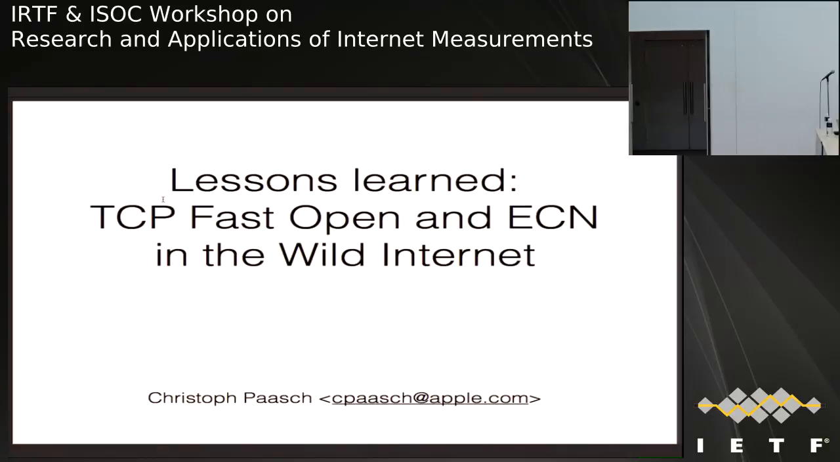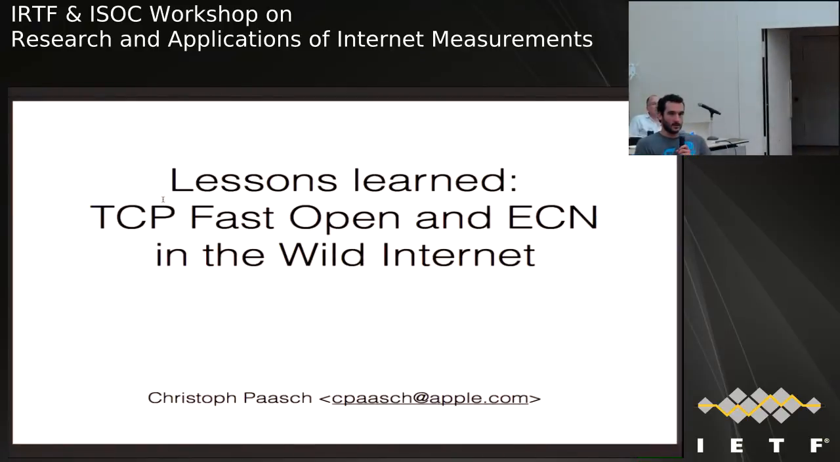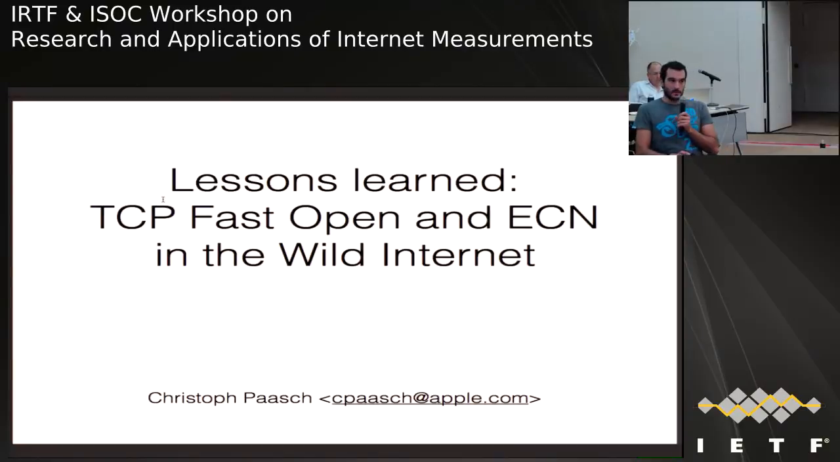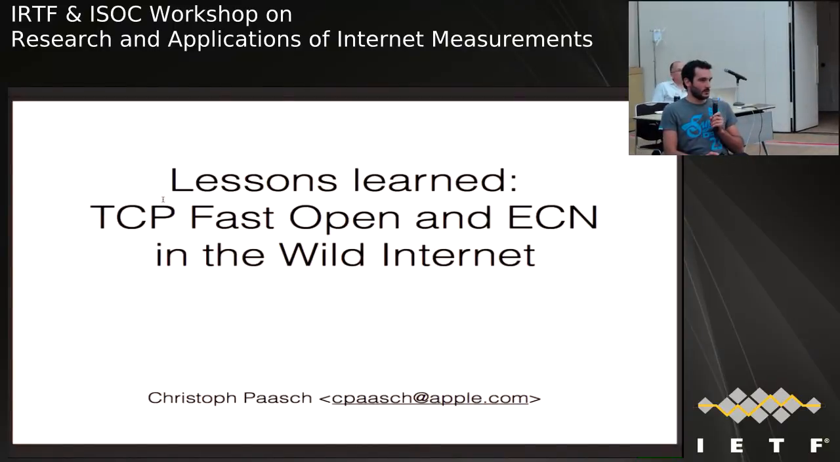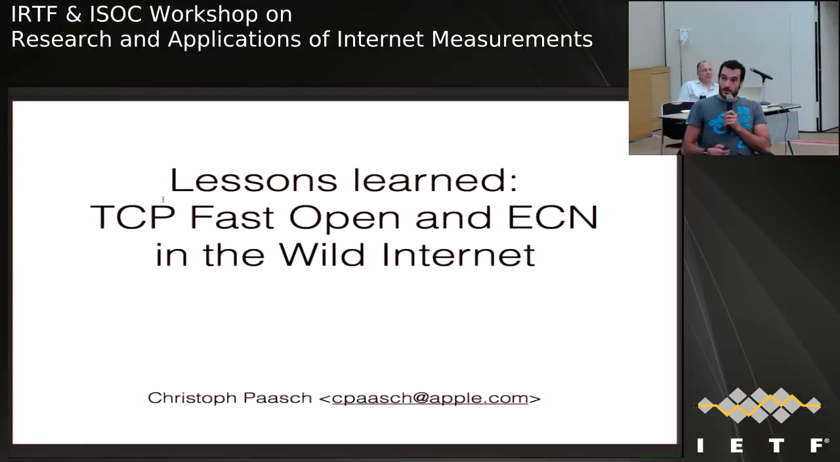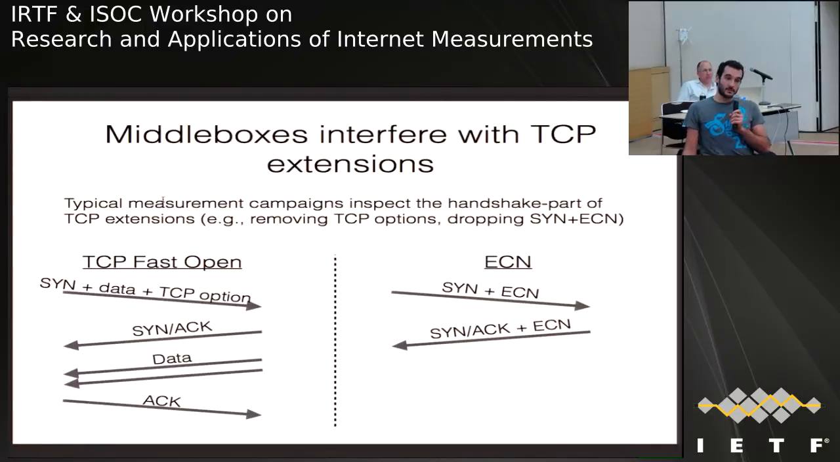Yeah, so at Apple, in the latest iOS and OS X release, we deployed TCP Fast Open, and we did a lot of experiments with ECN, and we learned some very interesting lessons with respect to middleboxes. So TCP Fast Open, as probably most of you know, is an extension to TCP that allows sending data together with the SYN segment, and it uses some TCP options as well for signaling. ECN as well uses a specific bit in the TCP header to negotiate, and later on uses the ECT bits.